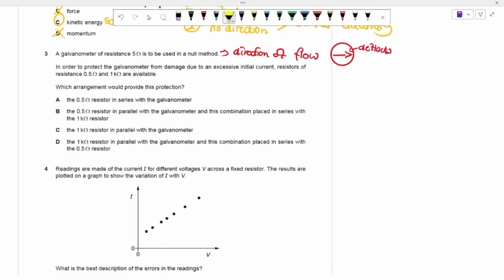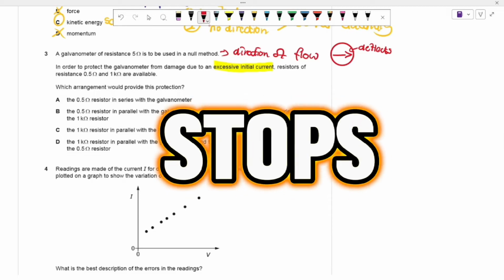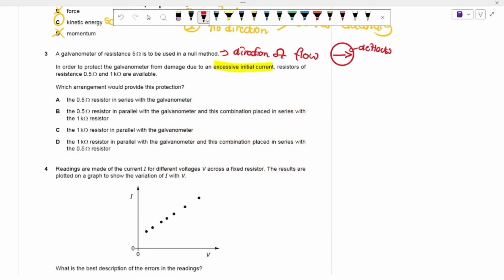So we want to protect it, and we want to protect it from what? Excessive initial current. A lot of current might flow through, and the whole role here is that we want to protect the galvanometer. So we're going to use resistance. The importance of resistance is that it stops a lot of current from passing through. That's the whole point of resistance. If it sees an electron, it stops that electron, or it sort of reduces the motion of that electron.